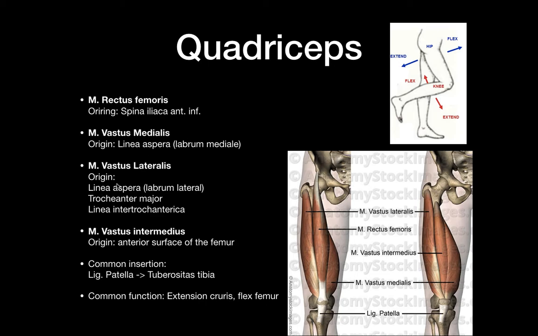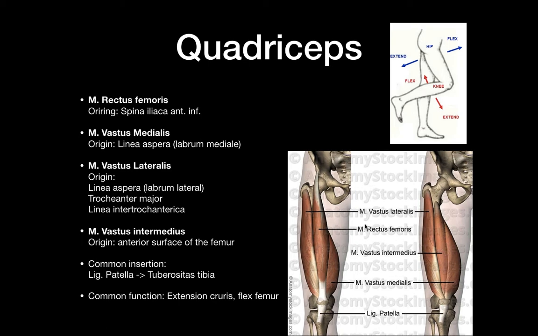And the next one is musculus vastus lateralis, which is this one. This one can have different origin points. One of them is the linea aspera, labium laterale, the lateral lip, and also the trochanter major and linea intertrochanterica. And then musculus vastus intermedius. This one lies right behind the musculus rectus femoris, so if we remove it, you will see it here. This one is going to originate from the anterior surface of the femur.